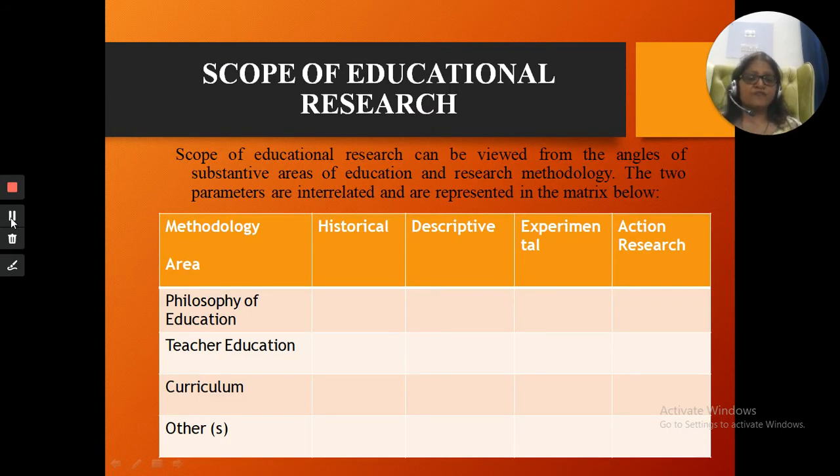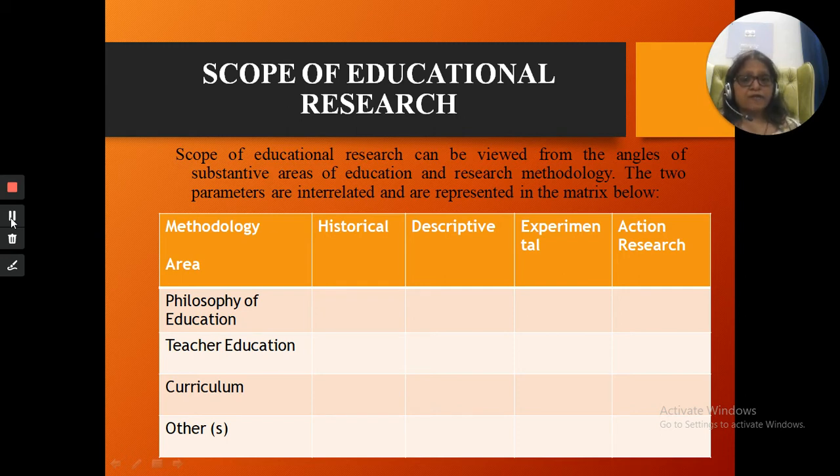What is the scope of educational research? Now, educational research has many areas in its scope, like philosophy of education and sociology of education. We can apply educational research in philosophy of education, sociology of education, teacher education, curriculum, inclusive education, environmental education, peace education, children's education, adolescent education, a number of areas in which we can use the principles of educational research. We have the scope of educational research.